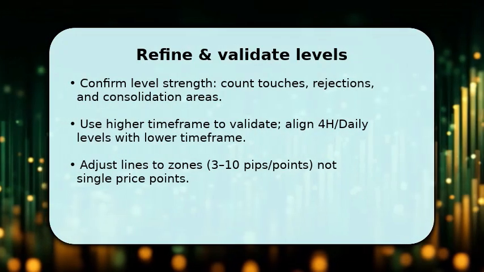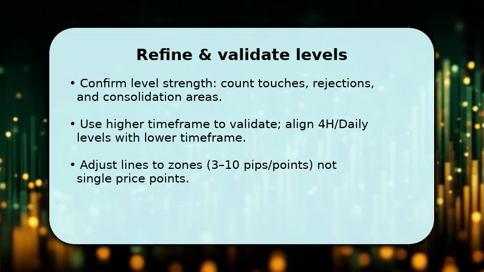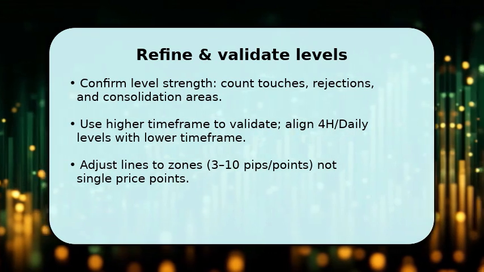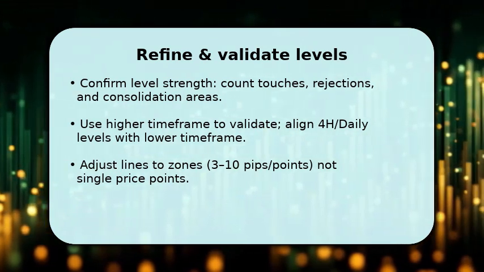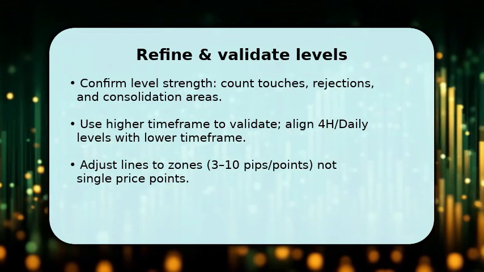Once you have candidate lines, validate them. Count how many times price touched or rejected the area, and look for consolidation or wicks clustering around the same zone. Make sure to check a higher time frame. If a daily level aligns with your lower time frame line, that level carries more weight.